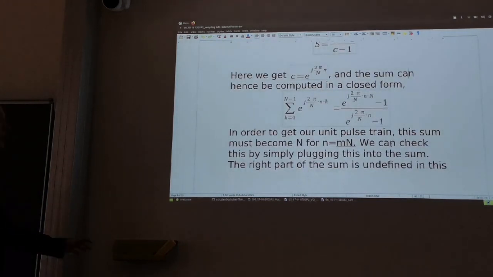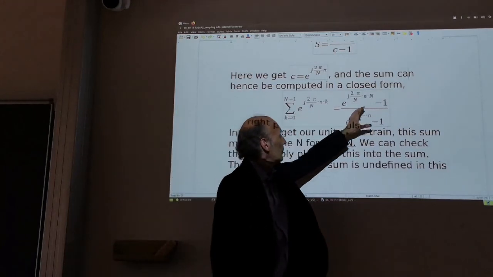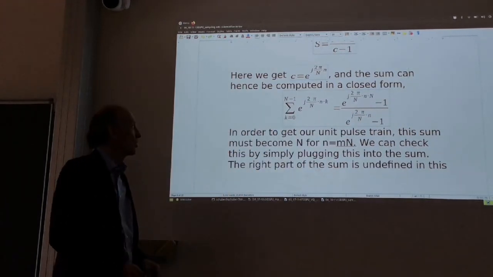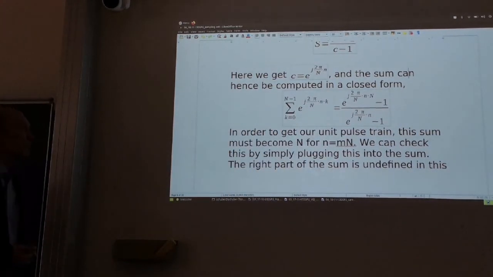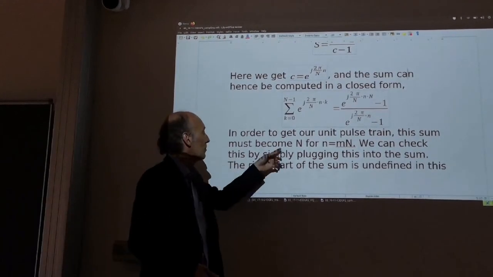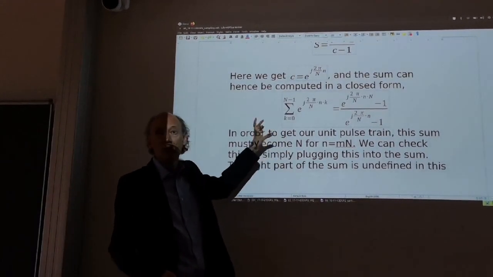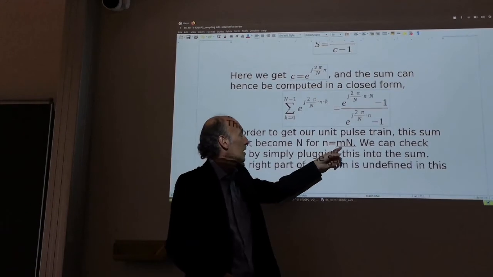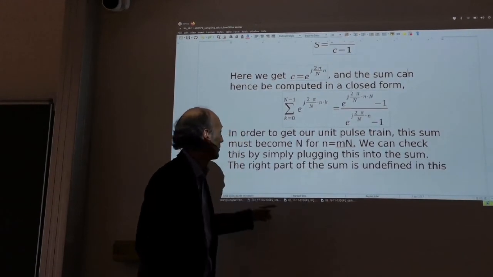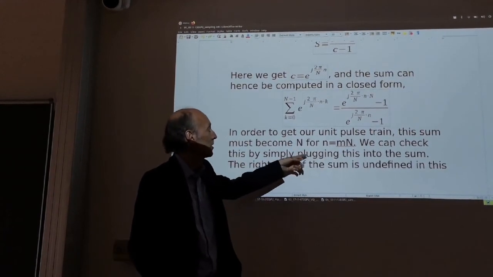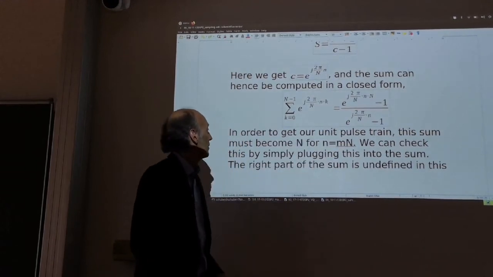Yeah, so this is our closed form solution for this. And now we can check. This sum must become n, because I dropped this 1 over n, for n equals mn. Right? And we can check it by simply plugging it into the sum here.